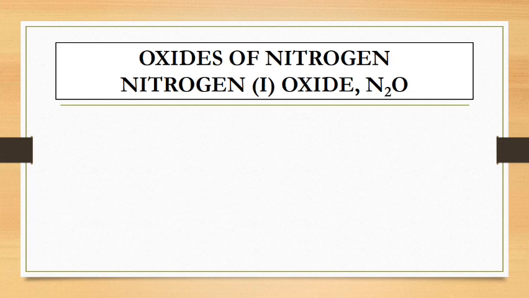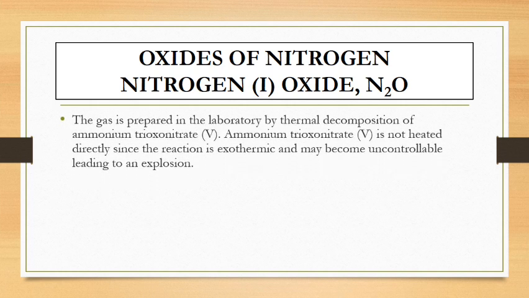So now we have a few compounds of nitrogen actually, but we'll be talking about maybe 1 or 2 or 3 of these compounds. So basically we are starting with nitrogen 1 oxide. The formula is N2O. So let's talk about the laboratory preparation of nitrogen 1 oxide.